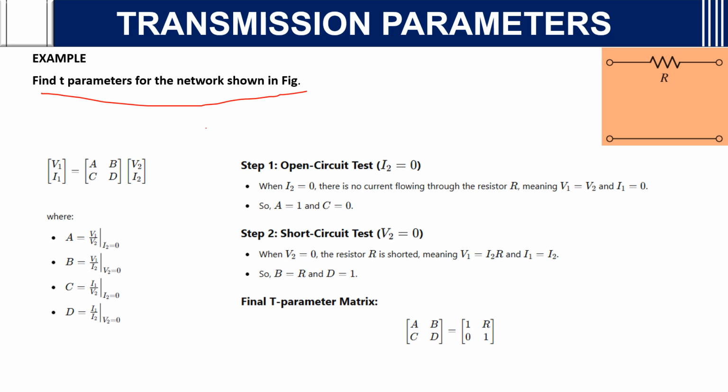Find T parameters for the network. Only one resistor is present, with a parallel branch which is connected with just a wire. As I told, it can also be called ABCD parameters. See, the equation can be written as V1 I1, V2 I2, and in between the matrix is ABCD.